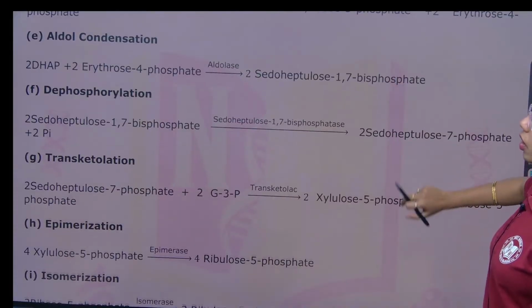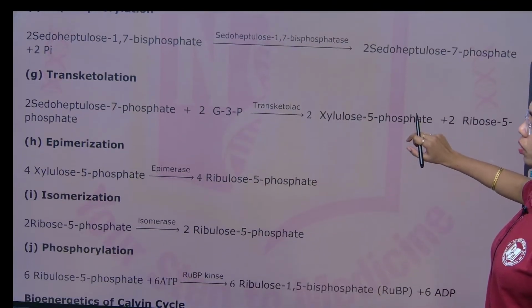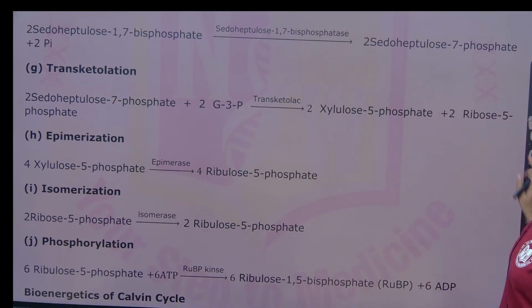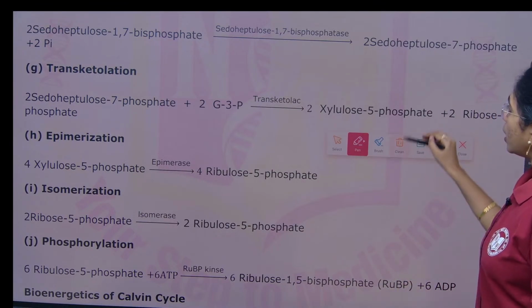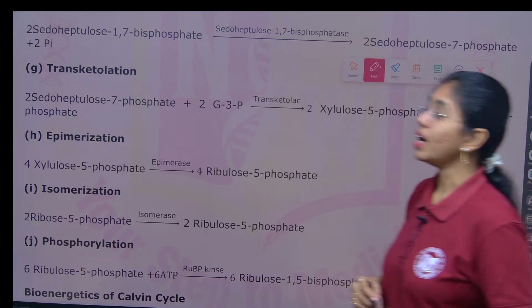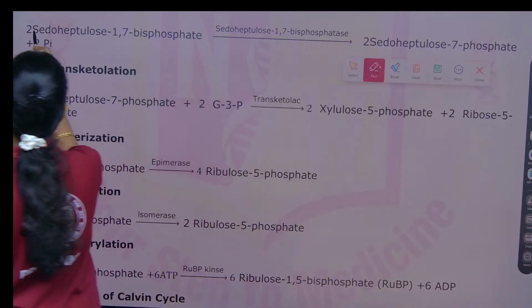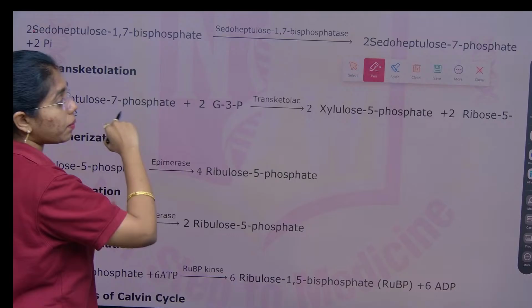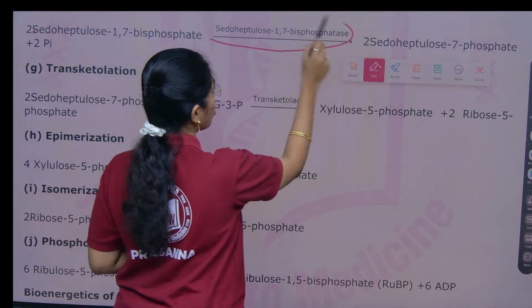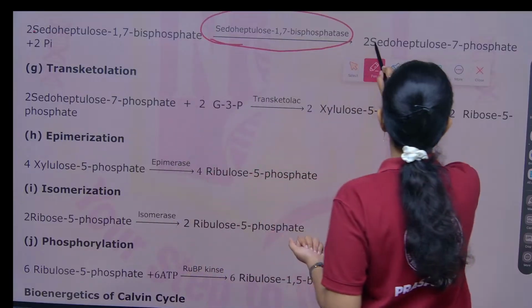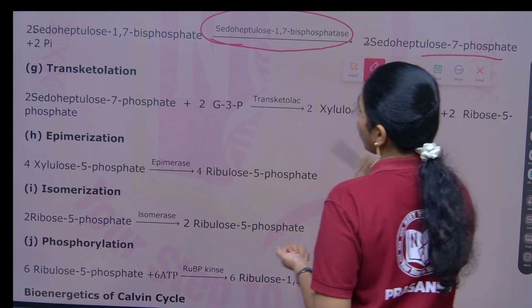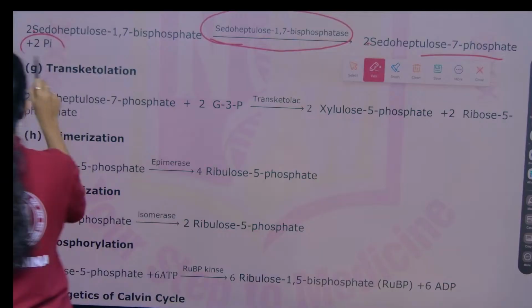Next, after aldol condensation, from sedoheptulose 1,7-bisphosphate you see, the next step is what? Dephosphorylation. In dephosphorylation what happens? Sedoheptulose 1,7-bisphosphate, in the presence of the enzyme sedoheptulose 1,7-bisphosphatase, forms sedoheptulose 7-phosphate and inorganic phosphate.